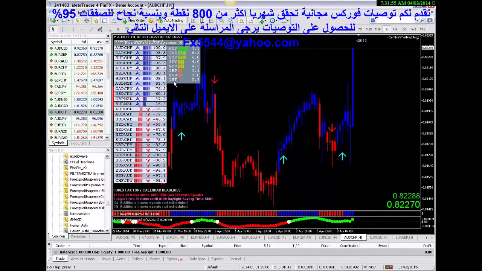So they're selling the franc, okay? And against it, against the pair, they're buying the yen. Let's look at where the yen is. The yen is a lot stronger.